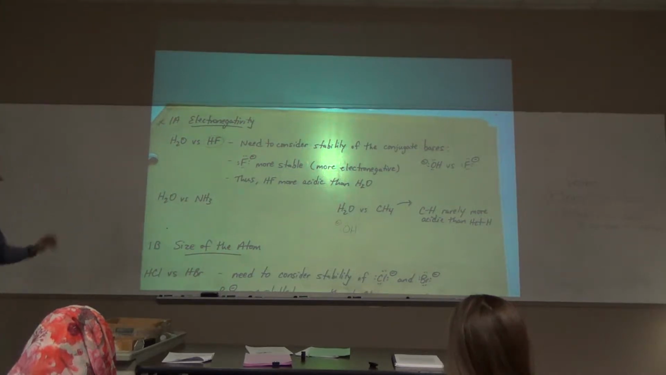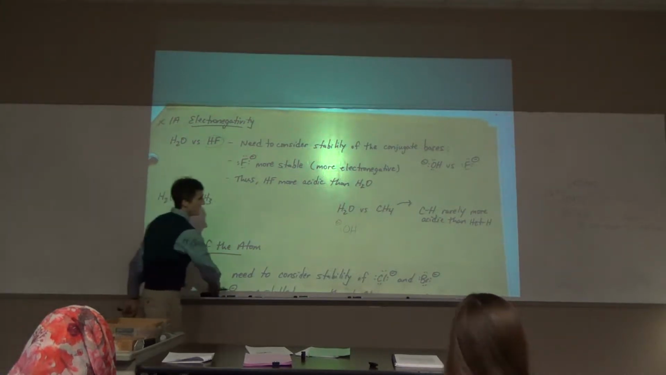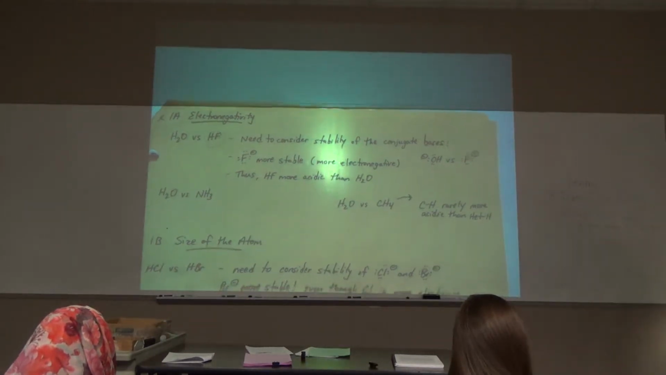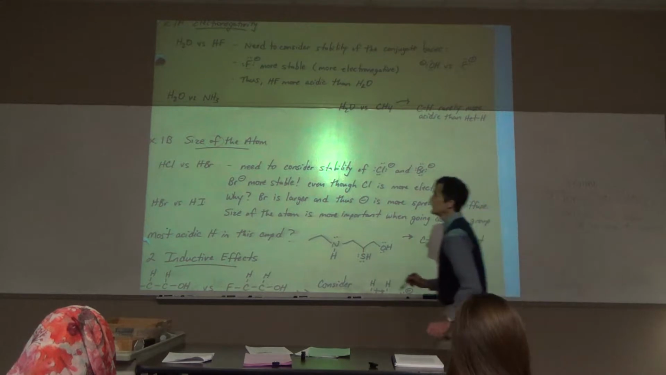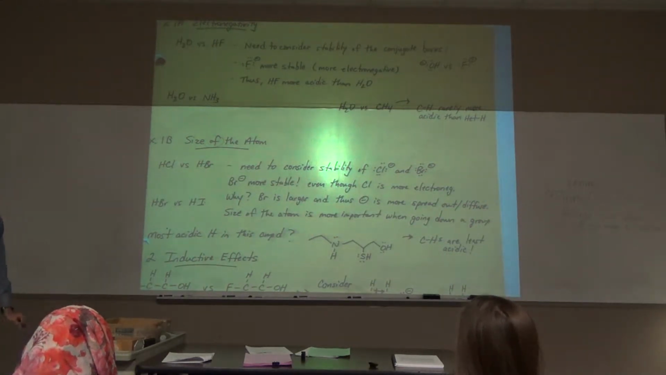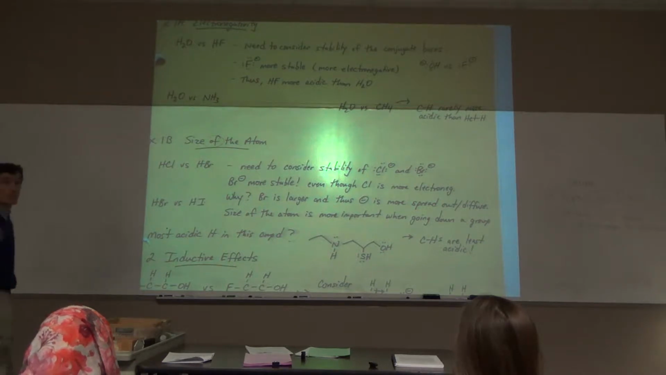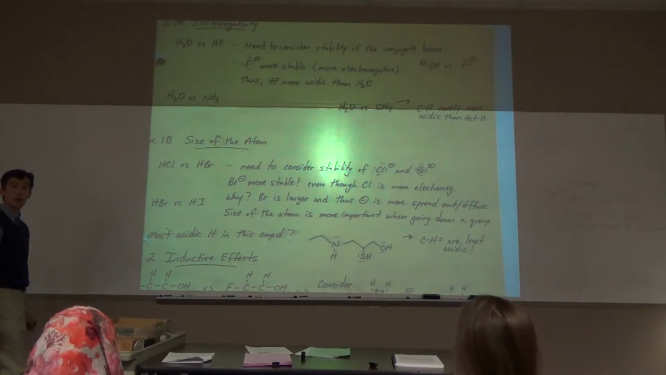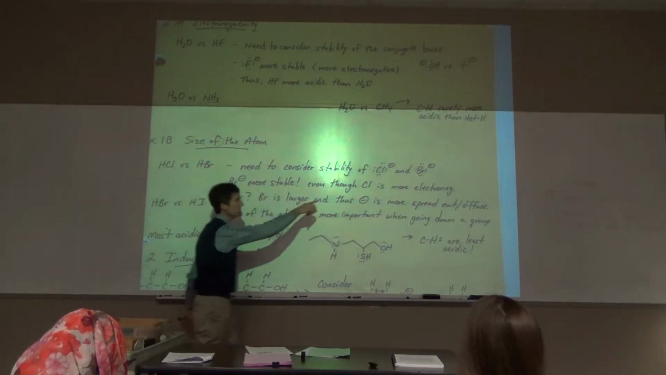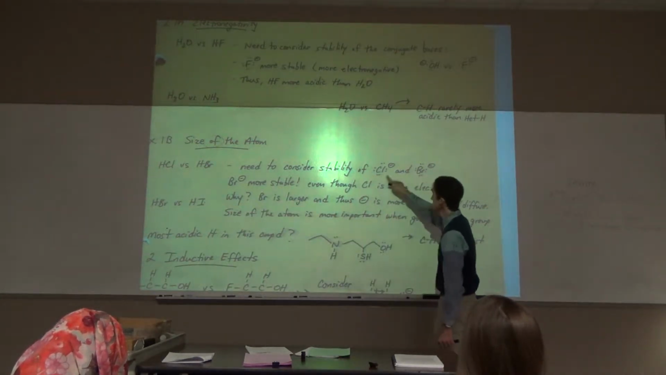Okay, that's electronegativity considerations. Size of the atom. Which is more acidic, HCl or HBr? What do we need to consider or evaluate? Stability of the conjugate bases, right? Okay, what's the conjugate base of these? Conjugate base of HCl is Cl minus. Conjugate base of HBr is Br minus. Which is more stable?